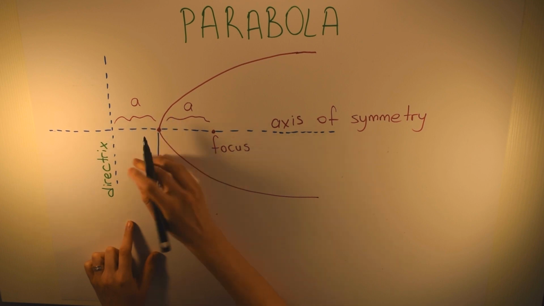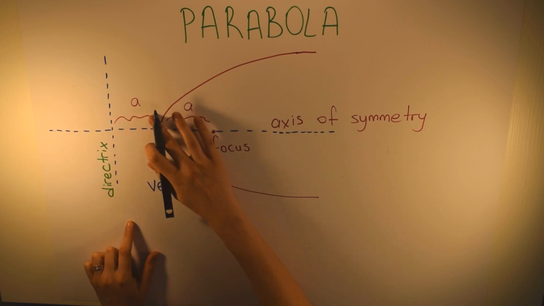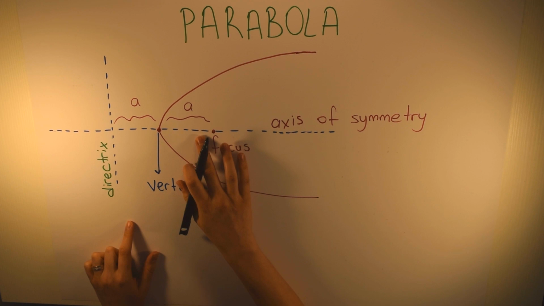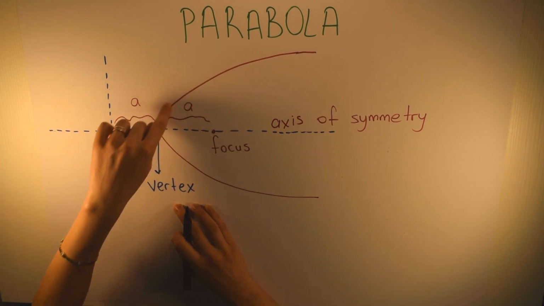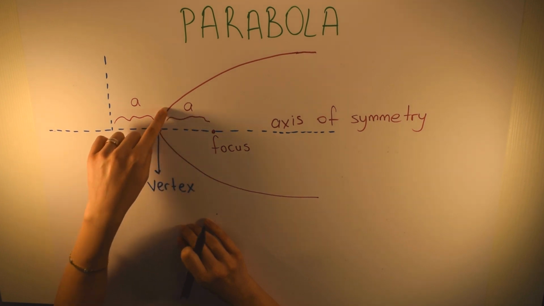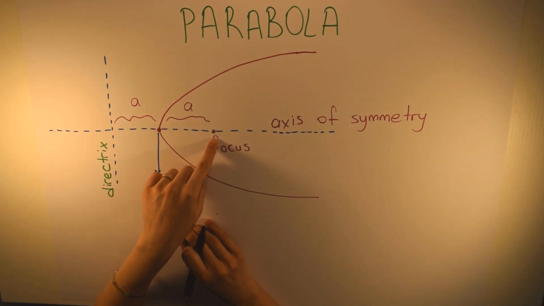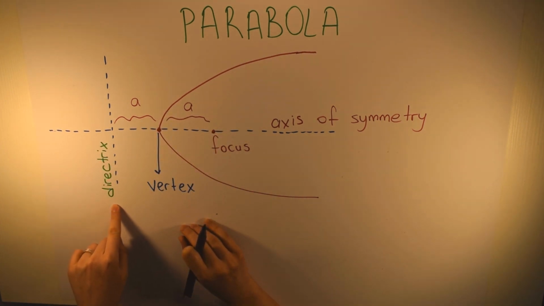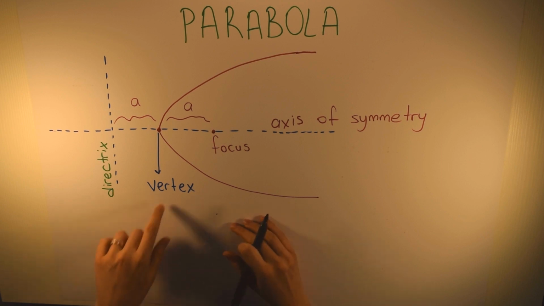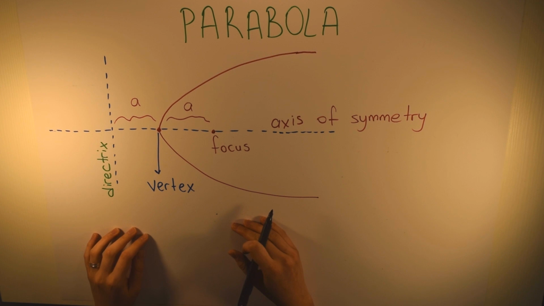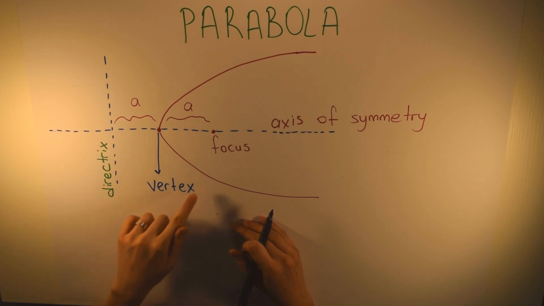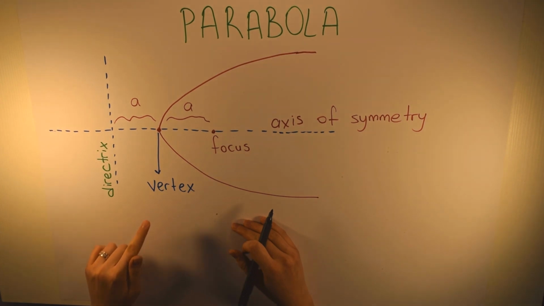Here, this point, if this is A, this is also equal to A. So the vertex is where the parabola makes its sharpest turn. It's halfway between the focus and directrix, okay? It's a common error to call any U-shaped curve a parabola. A parabola must satisfy the conditions as I said in the beginning, and a parabola always has a quadratic equation.